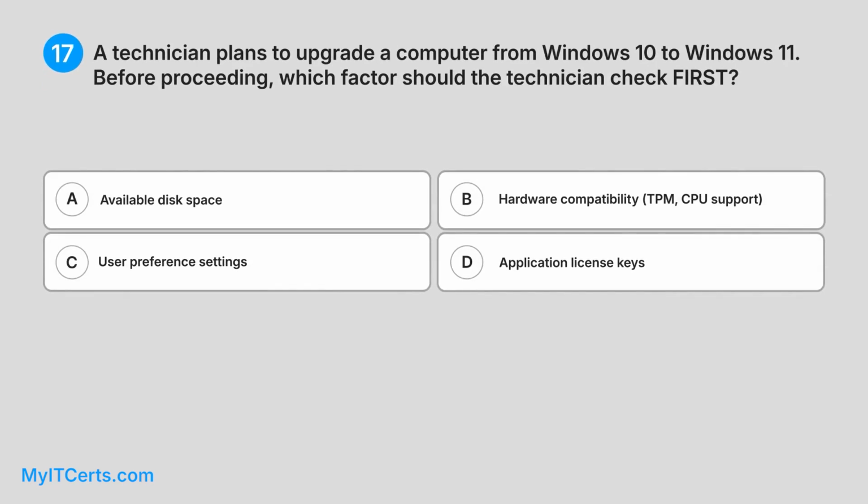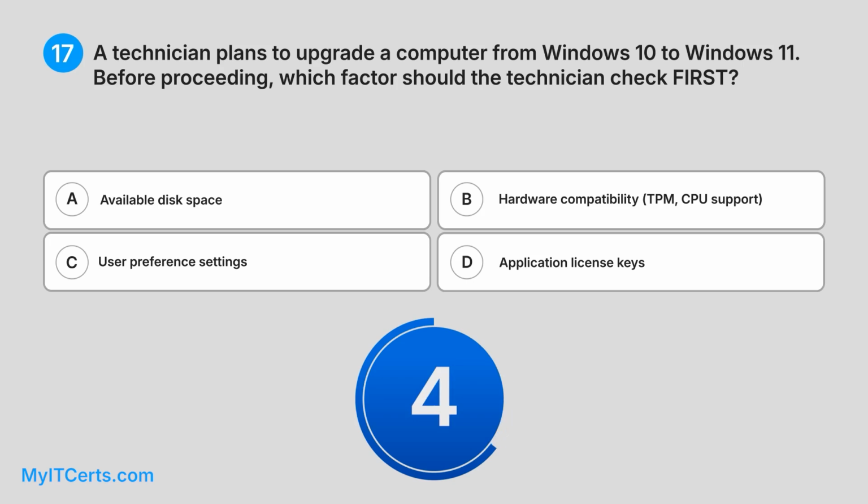(17) A technician plans to upgrade a computer from Windows 10 to Windows 11. Before proceeding, which factor should the technician check first? A. Available disk space. B. Hardware compatibility, TPM, CPU support. C. User preference settings. D. Application license keys. Do you know the answer?